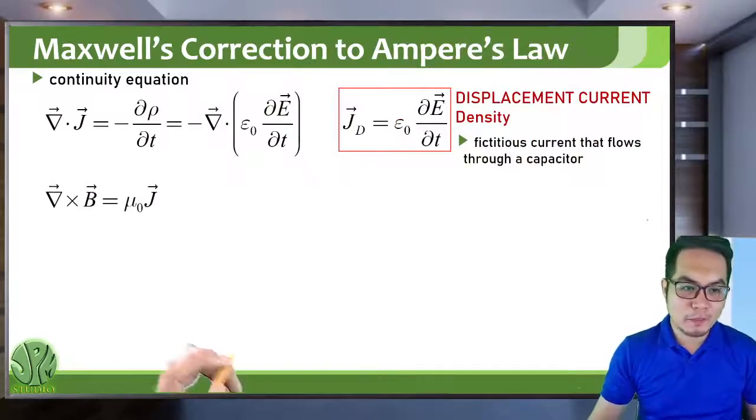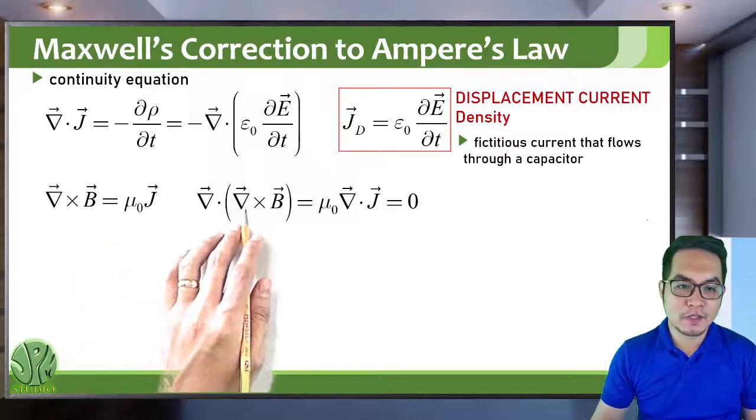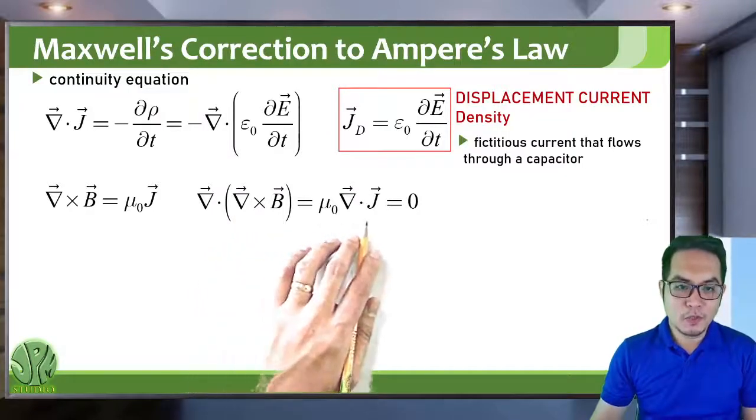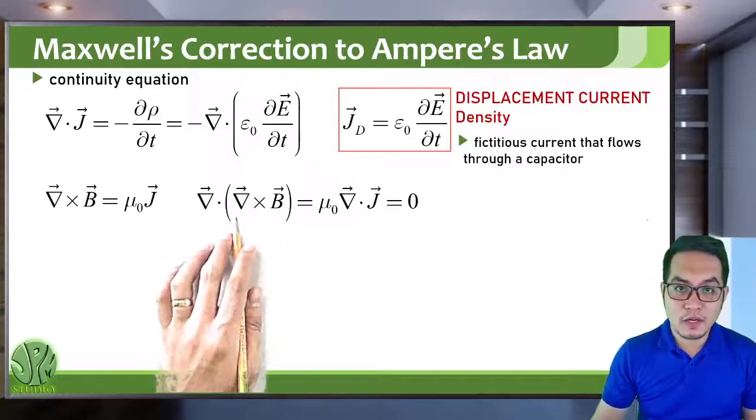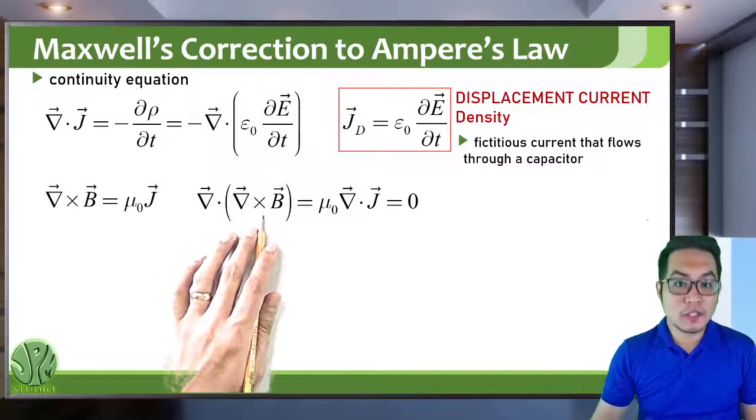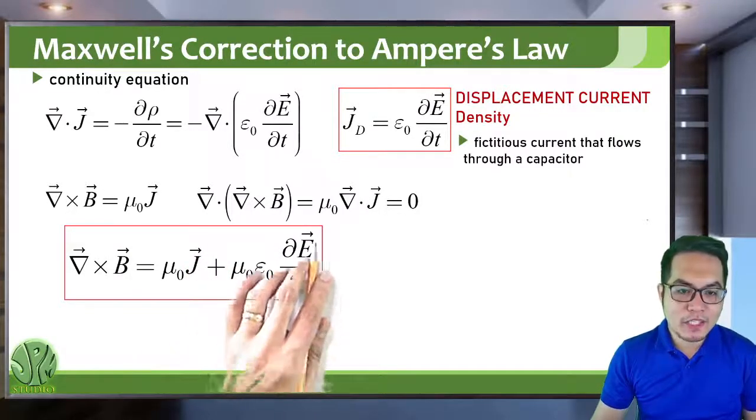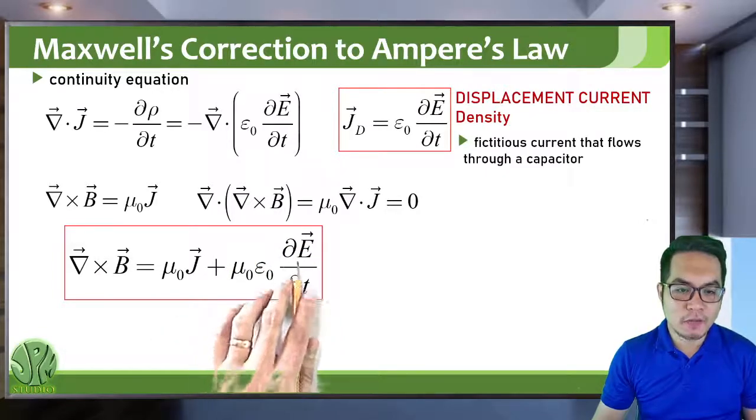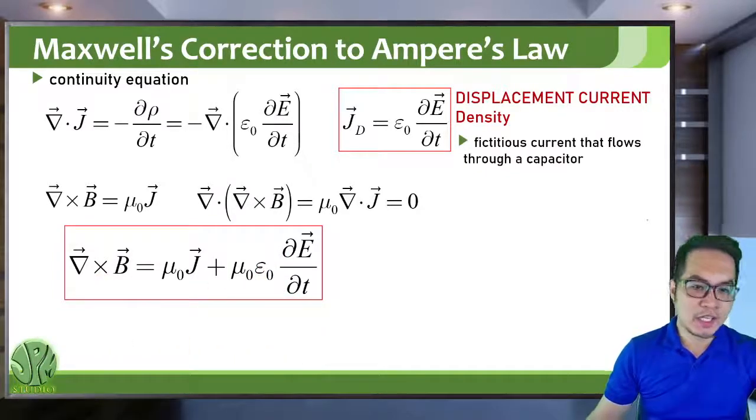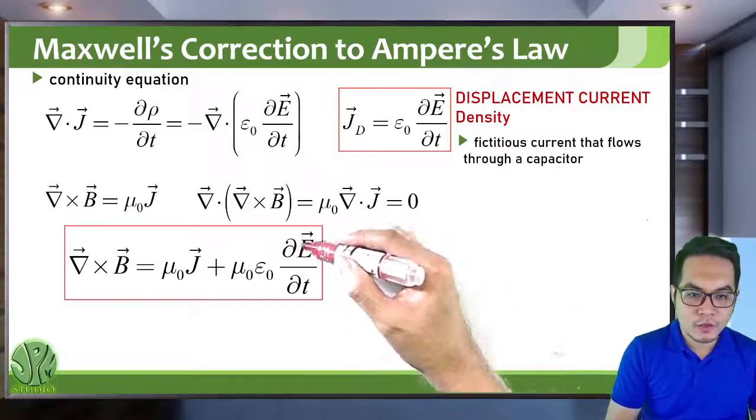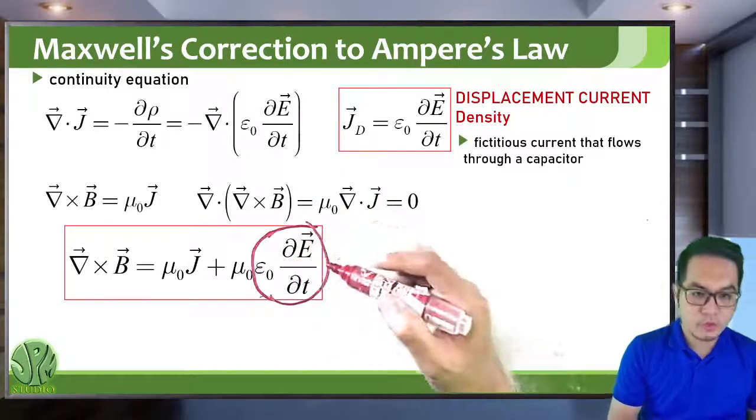Now, this will actually correct Ampere's law. So this is Ampere's law. If you take the divergence of Ampere's law, so the divergence of the curl of B, which is just the divergence of J, that's actually zero, because the divergence of a curl is always zero. So what Maxwell did is he added a term, mu naught epsilon naught, where epsilon naught partial of E with respect to t is just the displacement current density, mu naught J_D. Basically, this is J_D.